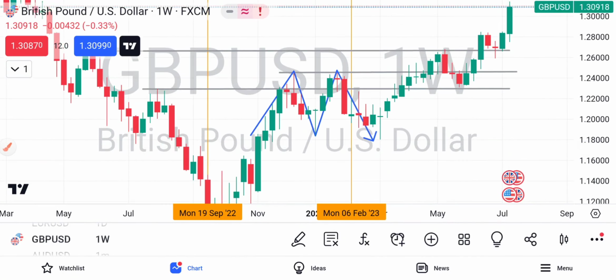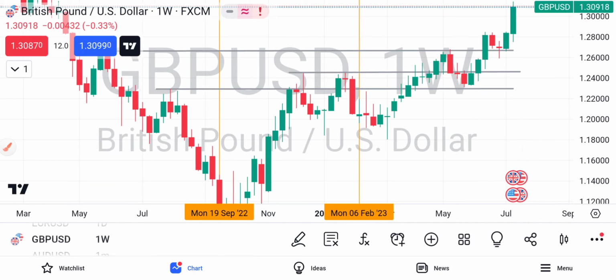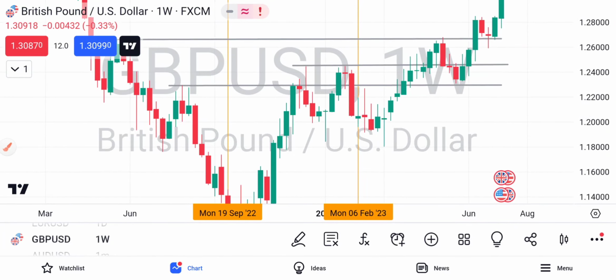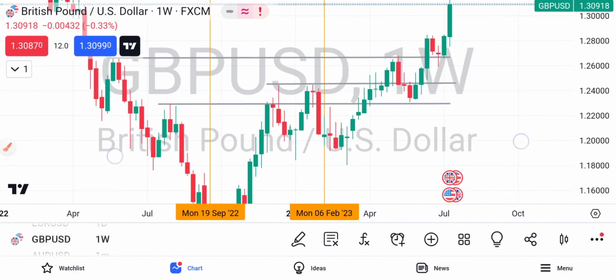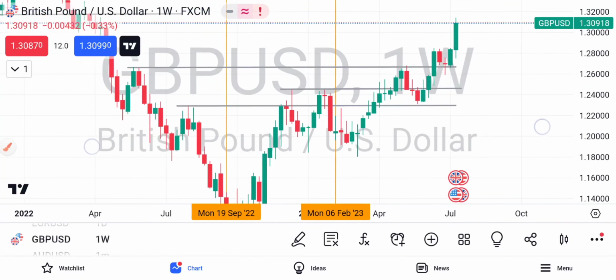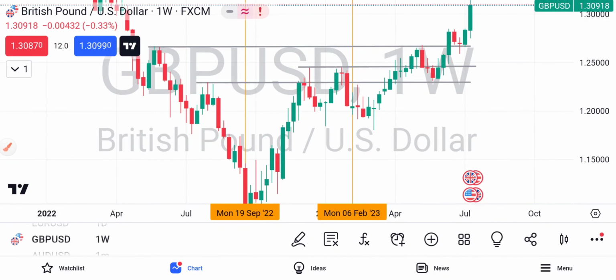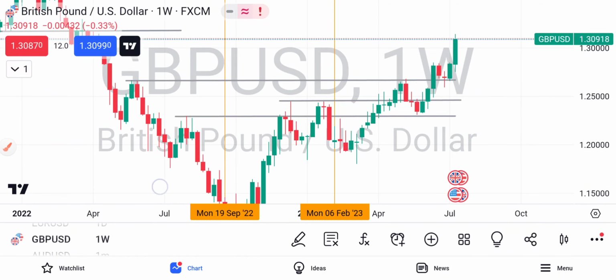So that's just it. There are two types of liquidity: internal range liquidity and external range liquidity. That's what we'll be looking into now. Don't forget, we're working on a weekly time frame. The weekly time frame is very hard to read, to know when the market is changing, because it takes a longer period of time to create each candlestick.